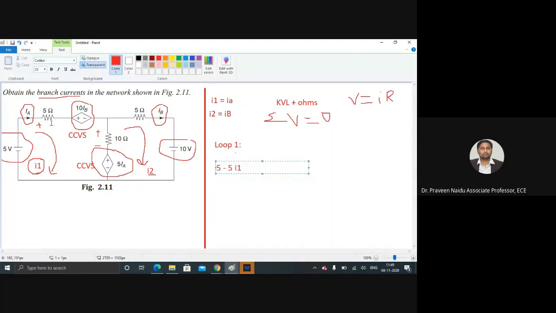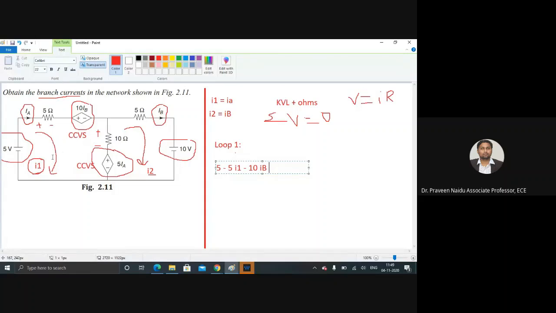And then this particular 10 into IB is a voltage source. Voltage source means we are already writing the summation of voltage. The voltage source I'm having from plus to minus, so I'll be having a minus sign, and the voltage source value is 10 into IB. And then this particular 10 is common between two closed loops.